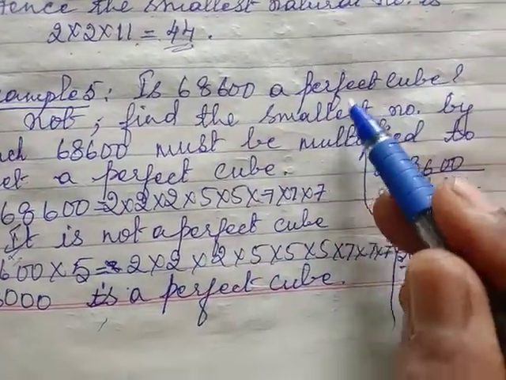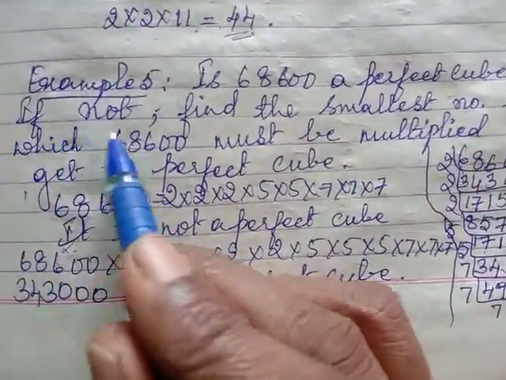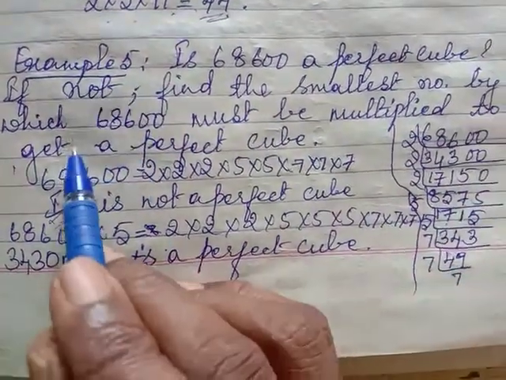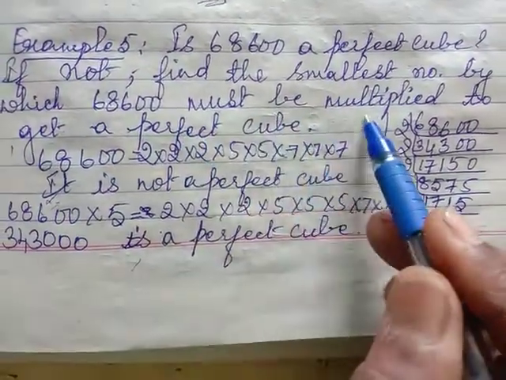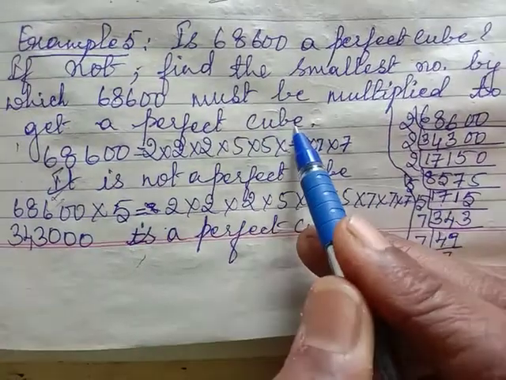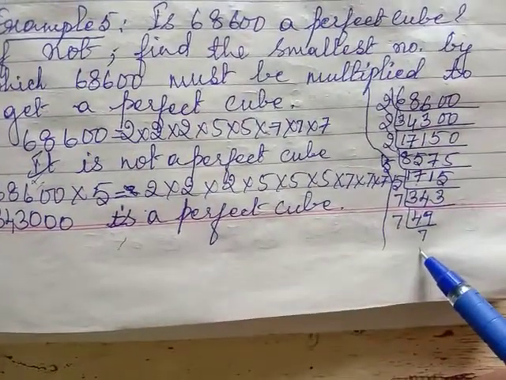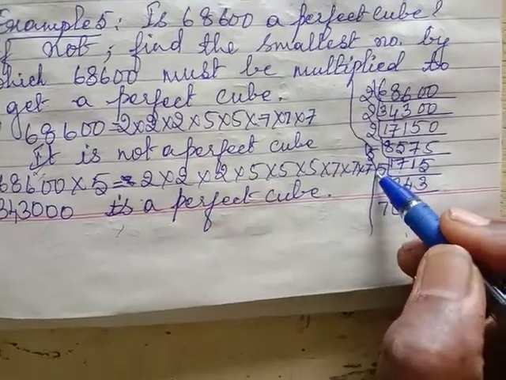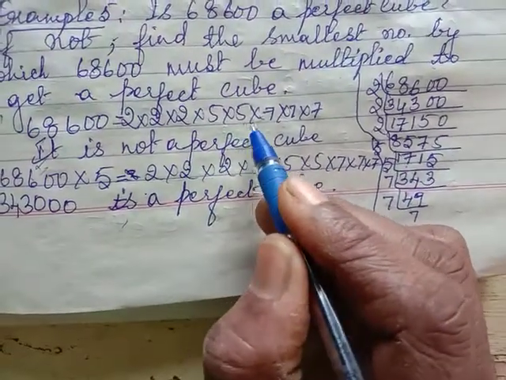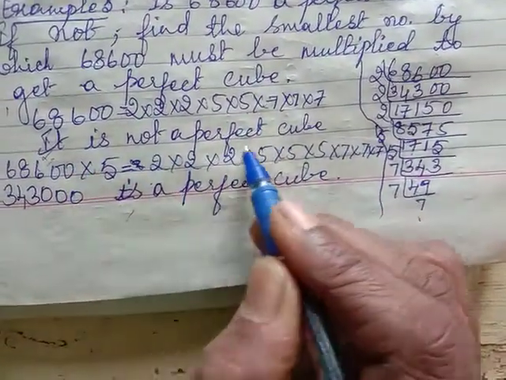Is 68,600 a perfect cube? If not, find the smallest number by which 68,600 must be multiplied to get a perfect cube. Okay, so factorize this one. If you factorize, here 5 is missing. Here 5 into 5 is there, another 5 we didn't get, so it is not a perfect cube.